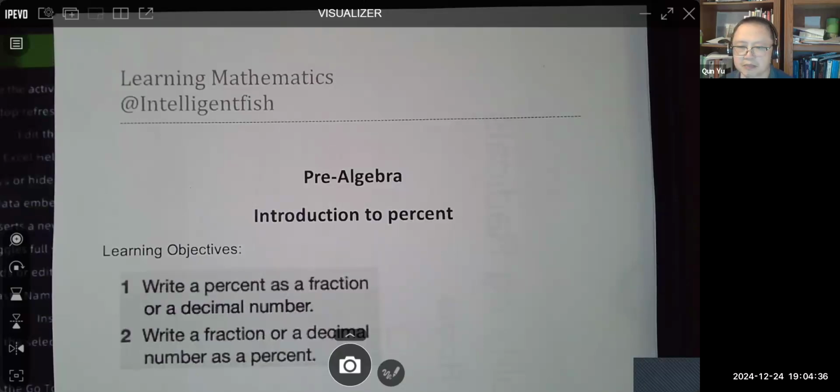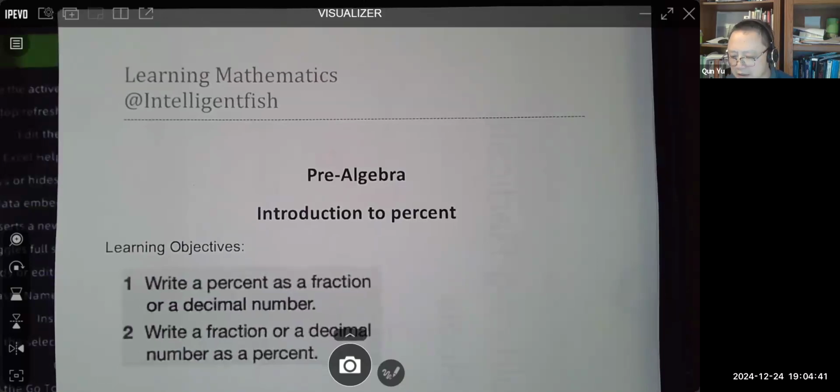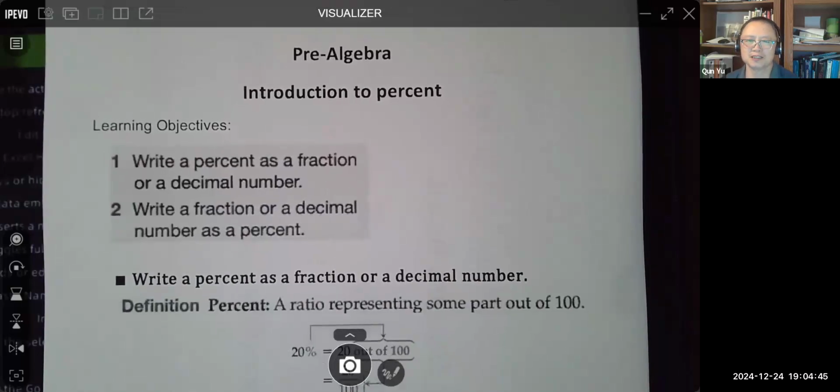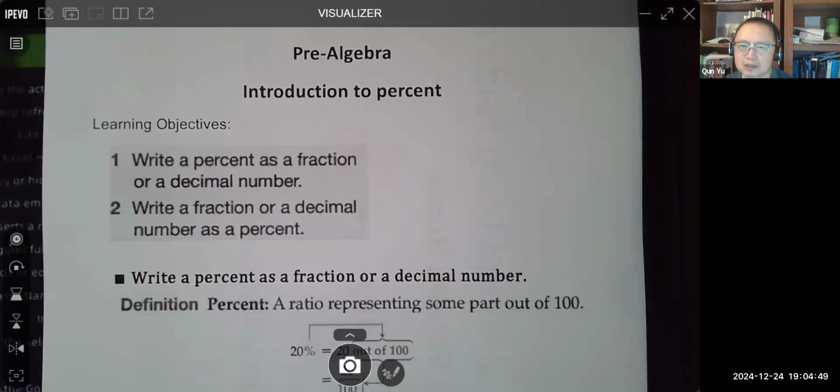Some basics about percent. There are 3 videos about percent, and this is the first one. We have just 2 learning objectives. Basically this is an introduction. First, we want to be able to convert from a percent to a fraction or decimal. And the second one, we want to convert them back from a fraction or decimal to percent. So let's look at them one by one.